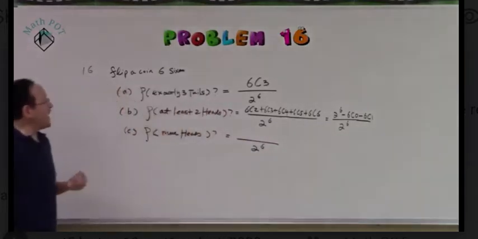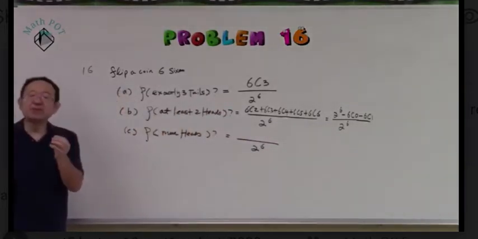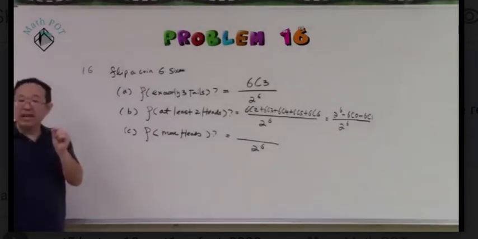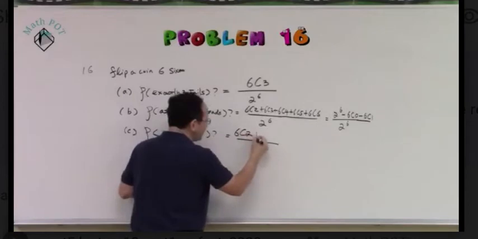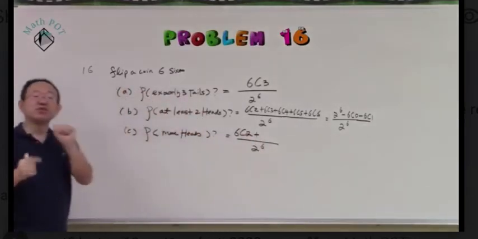So the minimal condition is more heads, because we flip 6 times. That means what? It could be 4 heads, 2 tails. Of course, they give us nothing else, so it's 6 C2 or 6 C4. Of course, let's choose 6 C2.